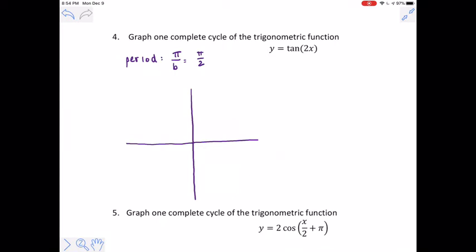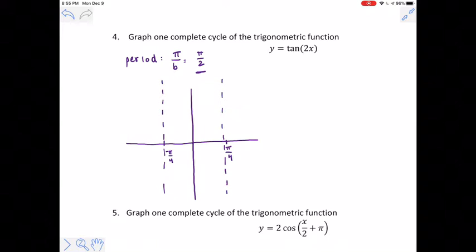And tangent has vertical asymptotes on either side of the y-axis, and the horizontal distance between those two vertical asymptotes needs to be pi halves. That's the length of one of its periods. So if I choose an arbitrary distance there and make those my vertical asymptotes, then this entire distance from here to here needs to be pi halves, because that's the period. So if I make this one negative pi fourths, and this one positive pi fourths, then from here to here is pi fourths, and from here to here is pi fourths, and if you add pi fourths plus pi fourths, you get pi halves.